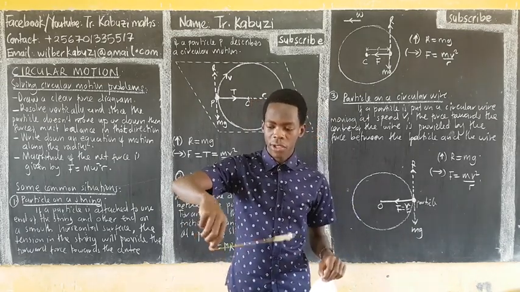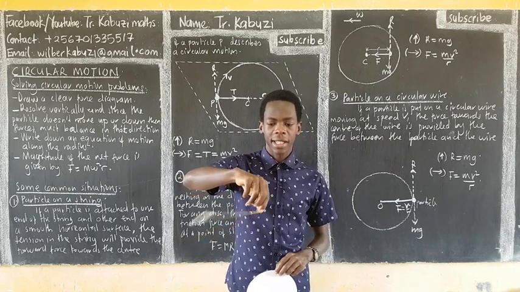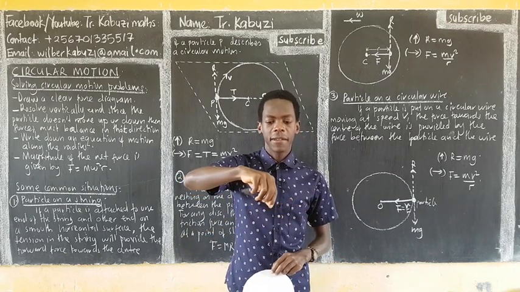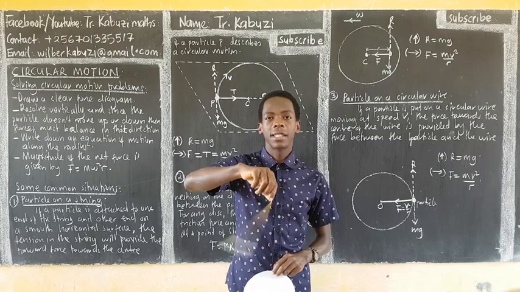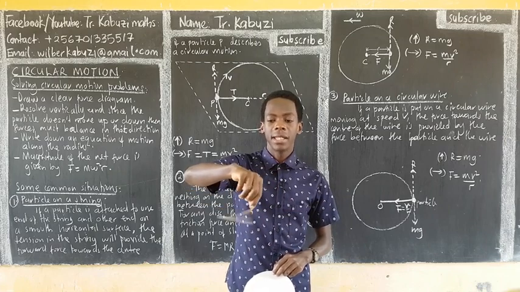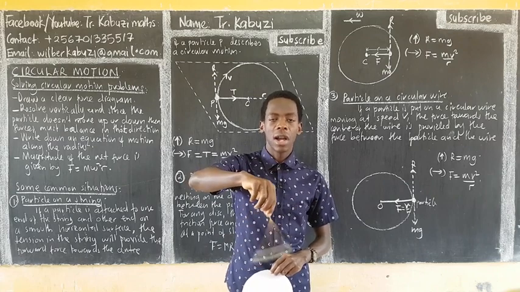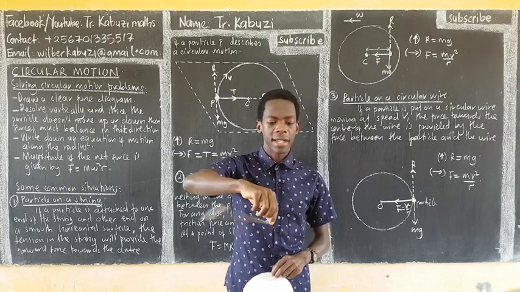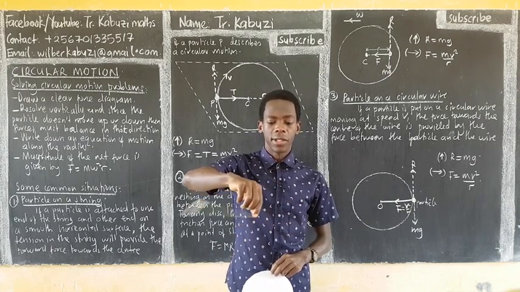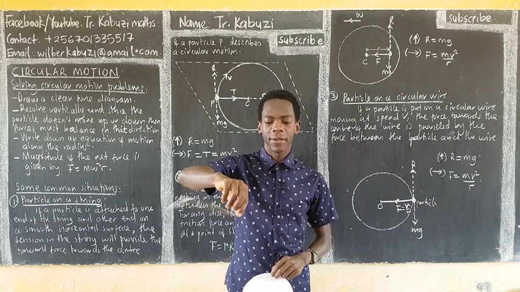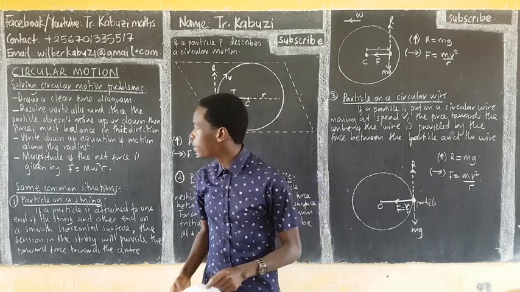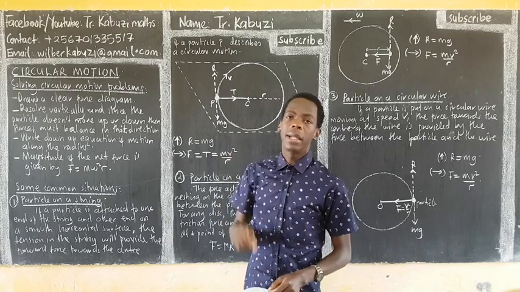Now, if the motion is like this, you see it's horizontal. If it's horizontal, it means that there is no motion upwards. So the particle is just moving horizontally, creating a path horizontally. In that case, there is not any movement upwards.